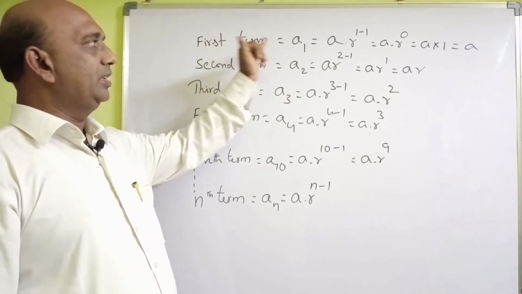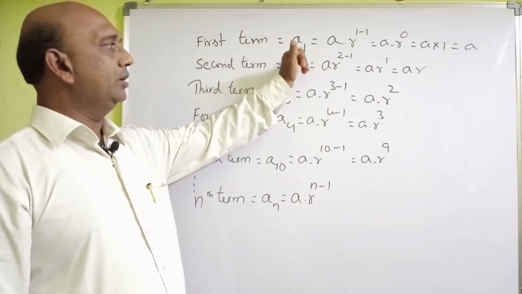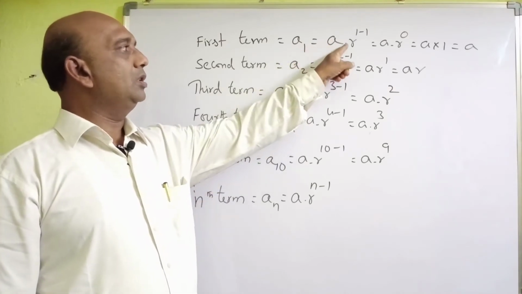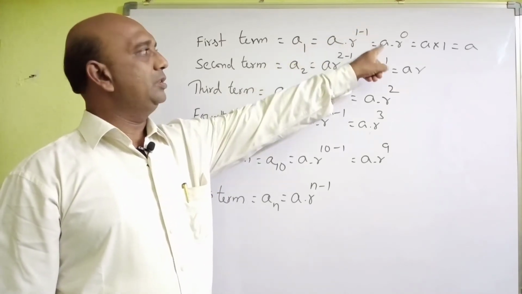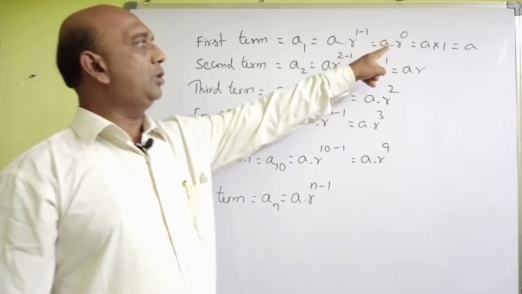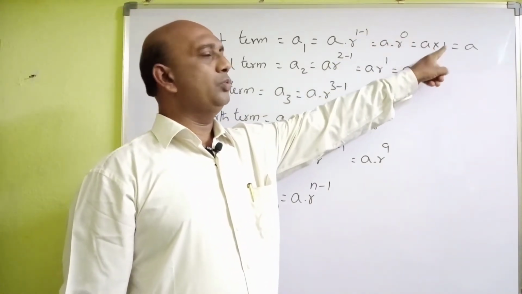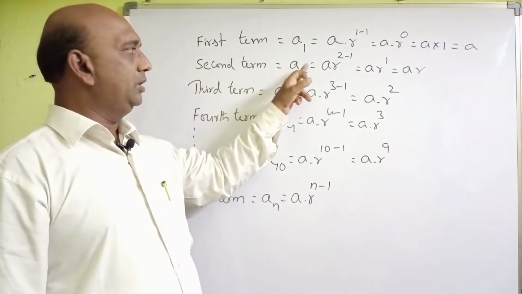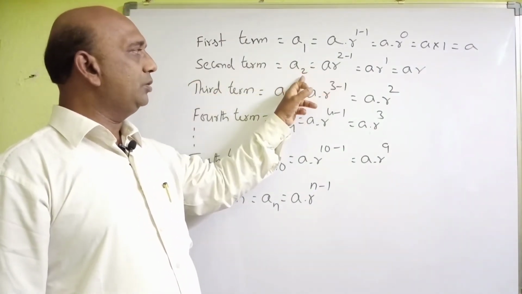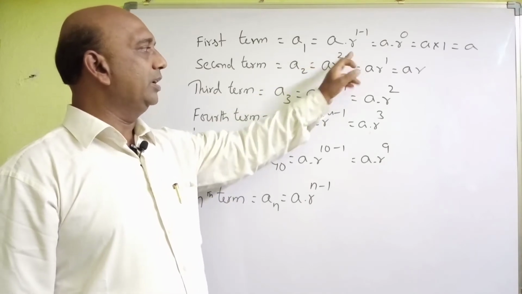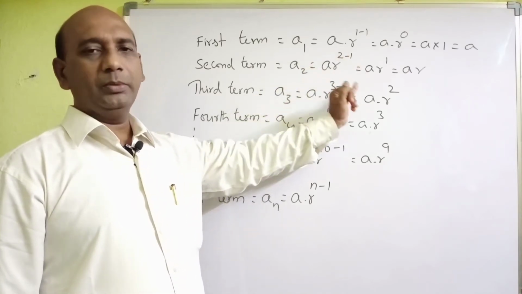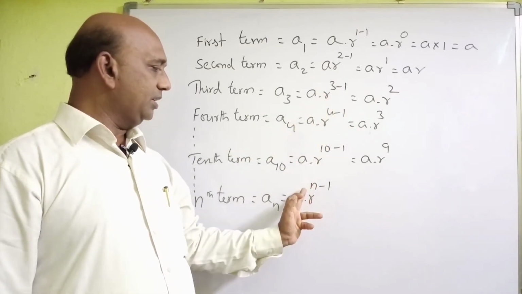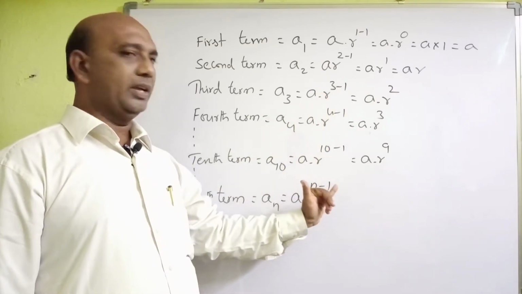So first term is denoted by A1 equal to A into R to the power of 1 minus 1, that is equal to A into R to the power of 0. So R power 0 value is 1, that is A into 1 equal to A. Second term is denoted by A2, that is equal to A into R to the power of 2 minus 1. If it is A3, we have to write 3 minus 1. If it is A4, we have to write 4 minus 1. Like that, if it is nth term, we have to write n minus 1.